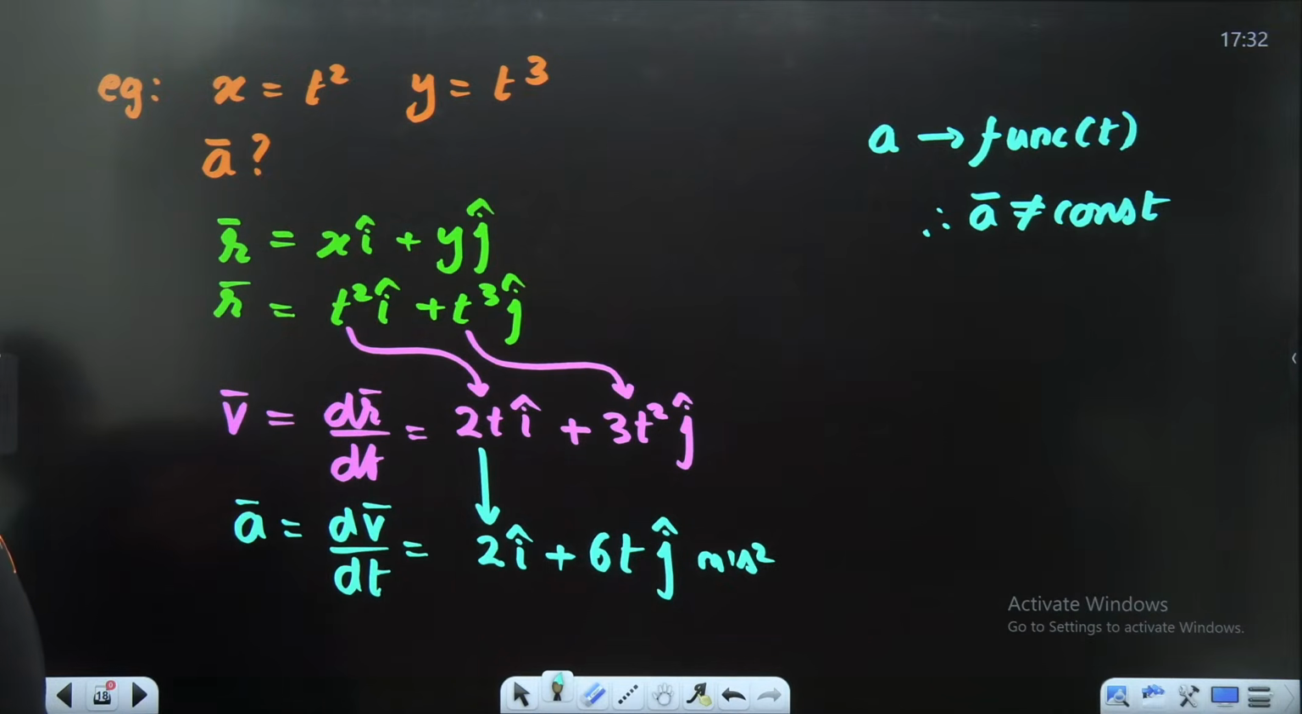Very good, Adiksha. Very good, Dharneshwaran. 3t square j cap, Dharneshwaran. Yes, that was velocity, I guess. Yep, correct.